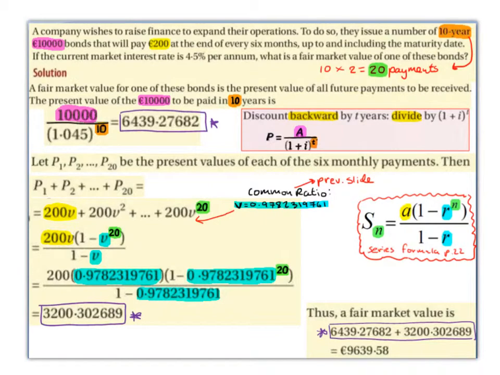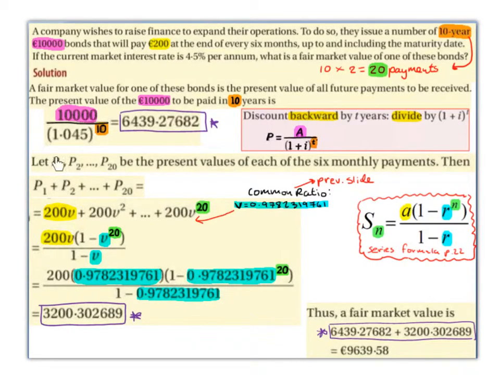The present value of the €10,000 to be paid in 10 years is 10,000 divided by 1.045 to the power 10, which gives us 6,439.27682. I got this from this formula. I know I'm discounting backwards, so I have to divide. So I use this formula where P is equal to A, which is the 10,000, divided by (1 + I), being the 4.5%, to the power of T, which is the 10 years.